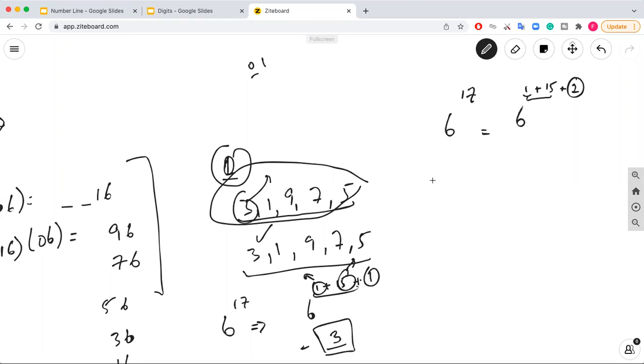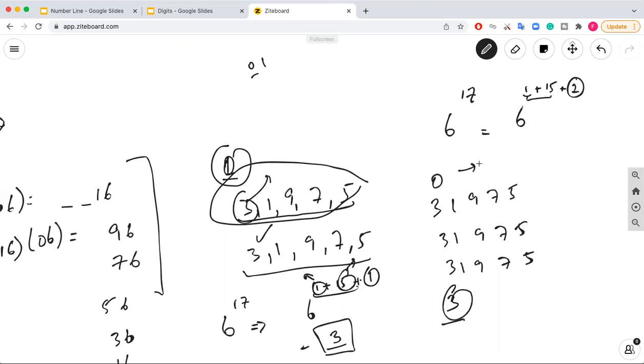It is just like in this pattern, 0, then 31975, 31975, 31975, and 3. This is what we just found out. This is for the first one, this is for the 15, and this is the 17th, which we just found out. Yes, for that. Got the point?